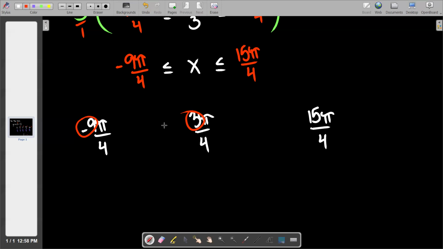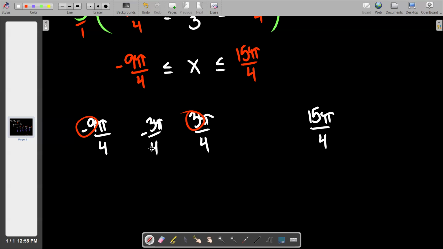12. What's half of 12? 6. And so you can either come up 6 or down 6. No one cares. Either way, what will that put us at? -3 pi over 4. So we now have bottom, quarter way, halfway, and now we just need 3/4 way.